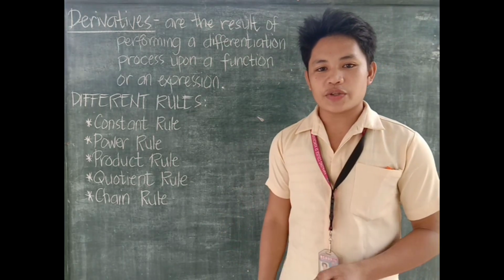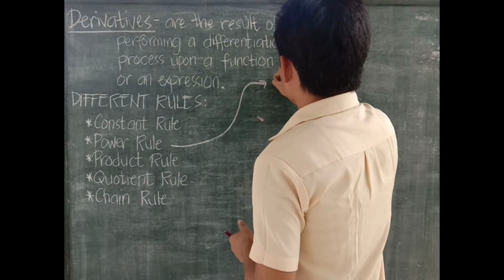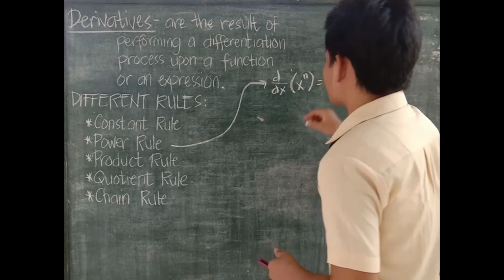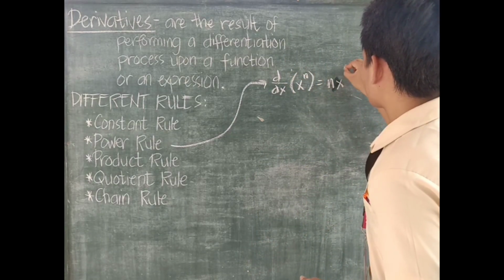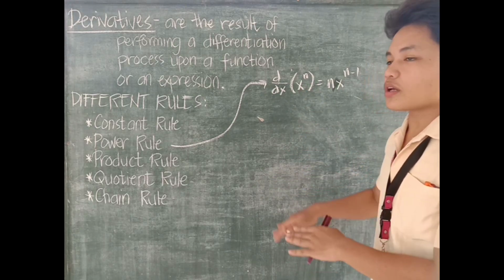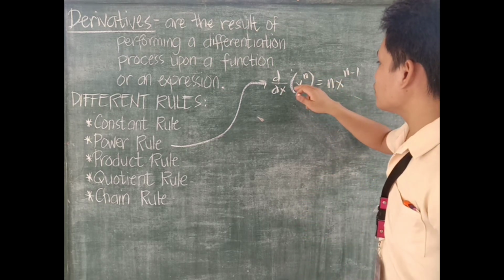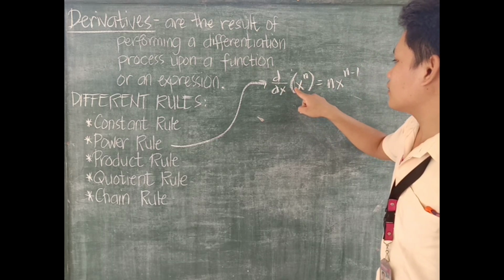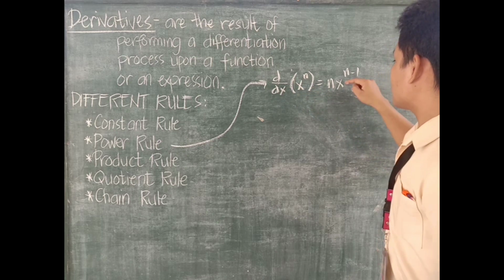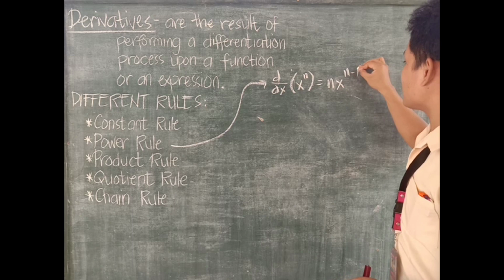Okay, now let's proceed to the power rule. The power rule, we have here d with respect to x of x raised to n is equal to n times x raised to n minus 1. So, the derivative of x, or a variable raised to a number, just simply multiply the power by the imaginary 1 here. Yes, imaginary 1. So, n times 1 is equal to n, where the variable will remain and be raised to the number minus 1.